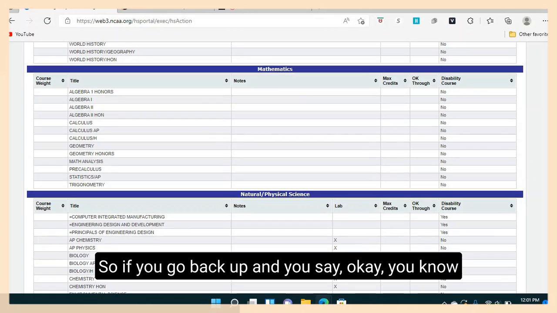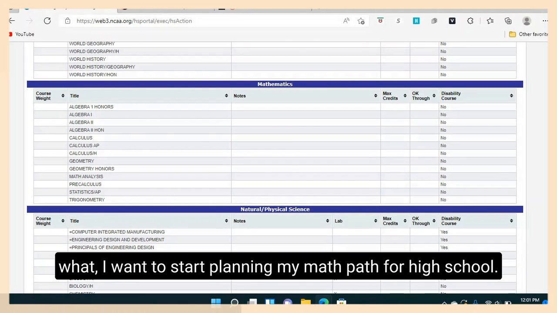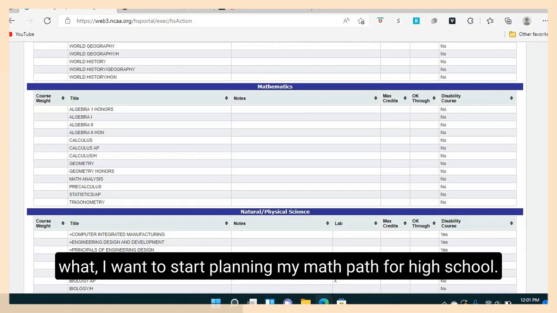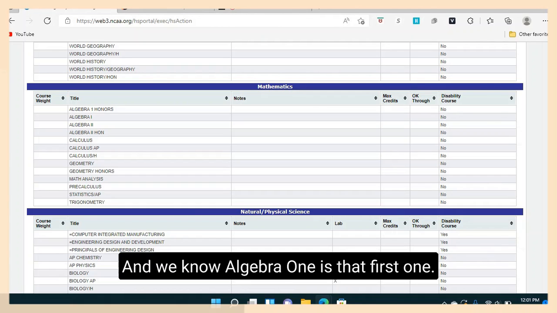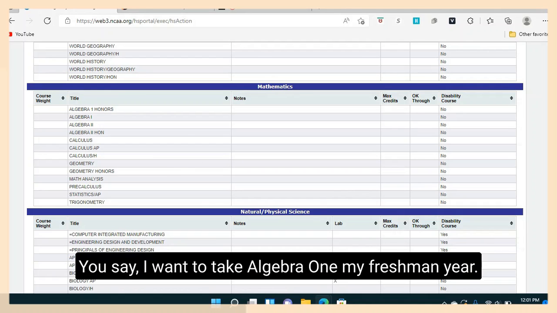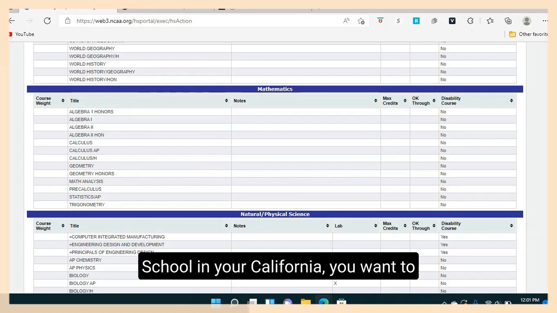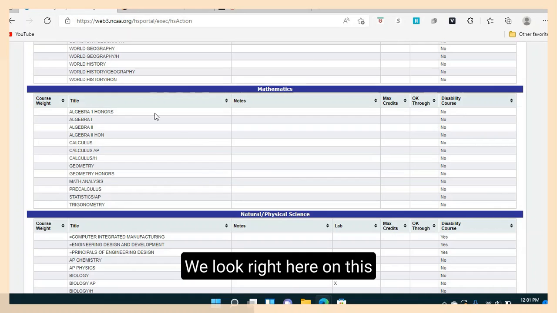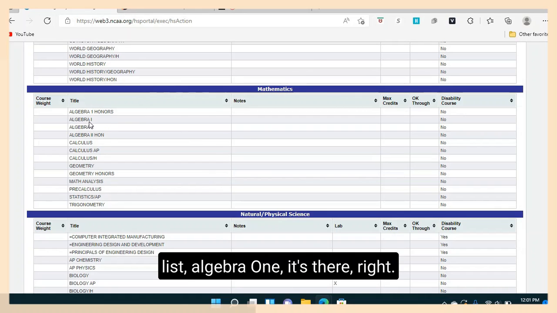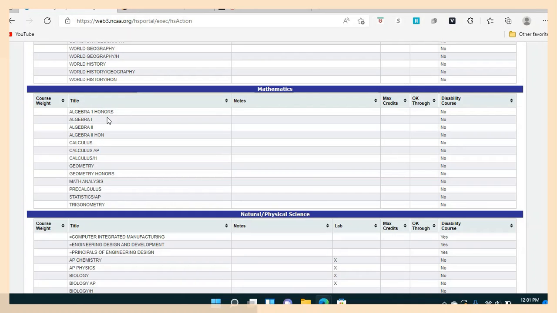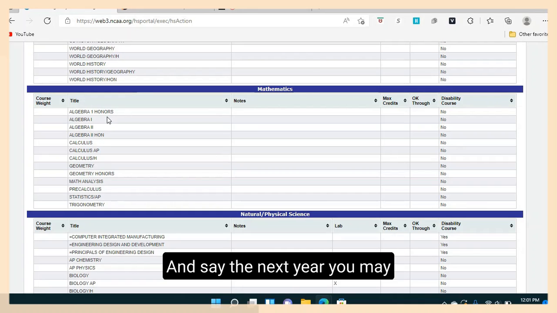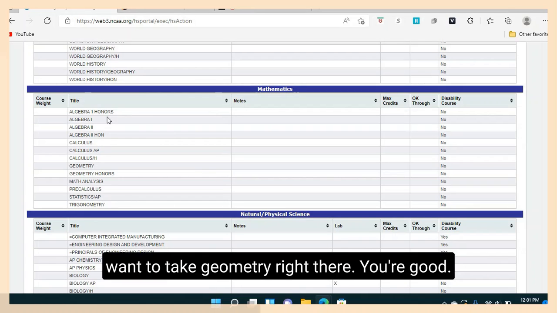So if you go back up and you say, okay, you know what, I want to start planning my math path for high school, and we know Algebra 1 is that first one. You say, okay, I want to take Algebra 1 my freshman year. If you're a student at Morningside High School in Inglewood, California, you want to take Algebra 1, you're good, right? And how do we know that? We look right here on this list, Algebra 1, it's there, right? And say the next year, you may want to take geometry, it's right there, you're good.